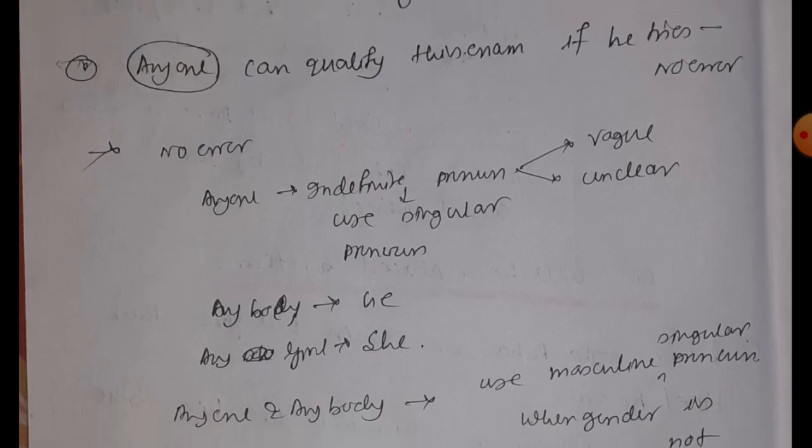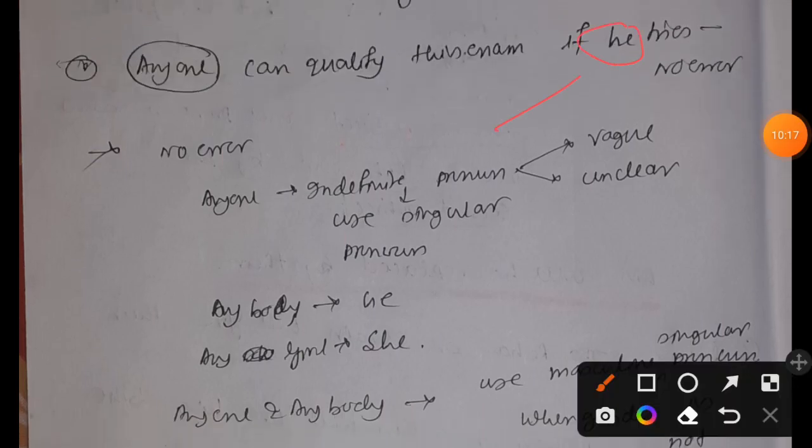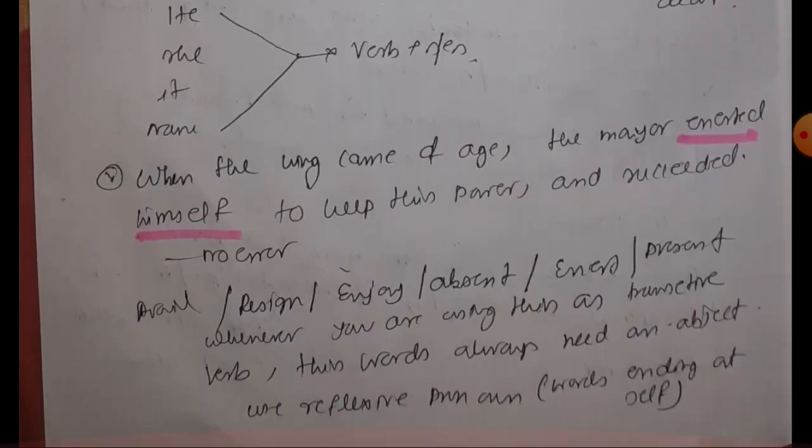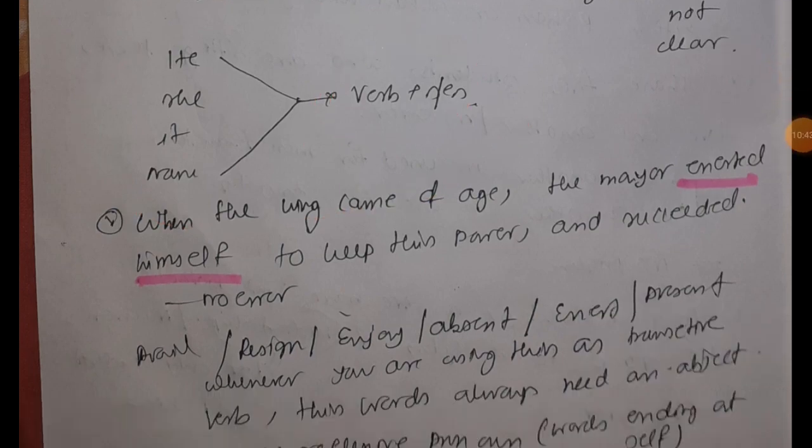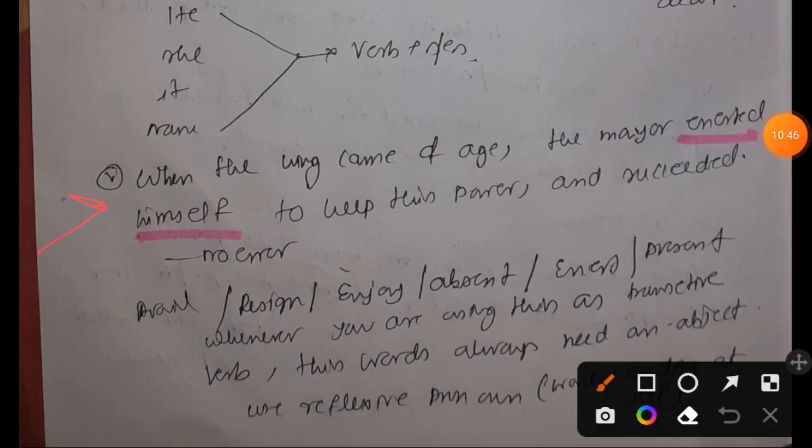Another important thing I want to mention: whenever you have he, she, it, or any kind of noun as your subject, you have to add s or es with the verb. I have also written this here: you have to use the verb with s or es. Now let's come to the next question. When the king came of age, the mayor exerted himself to keep this power and succeeded. You have to find out what the error is here.